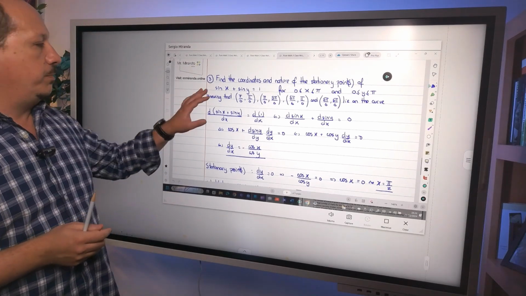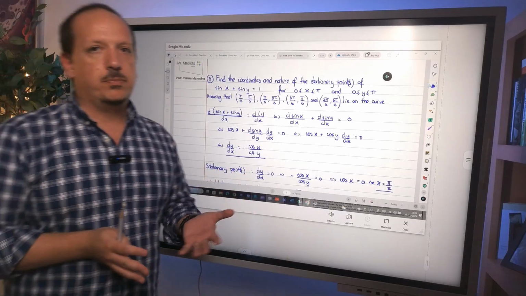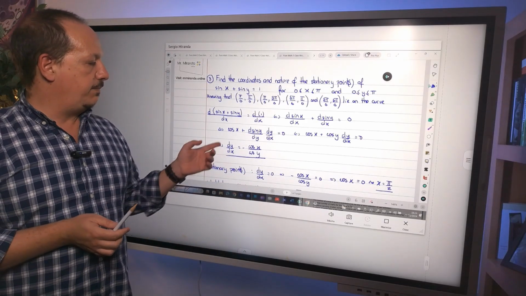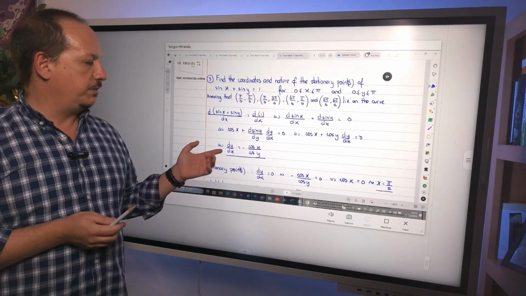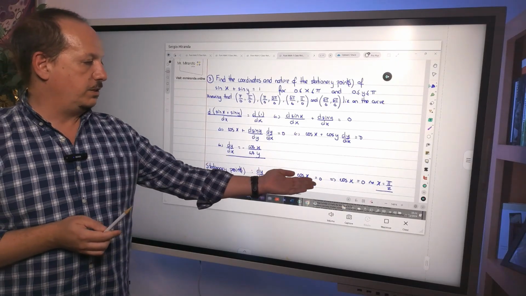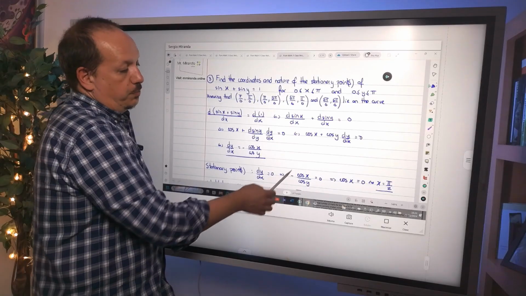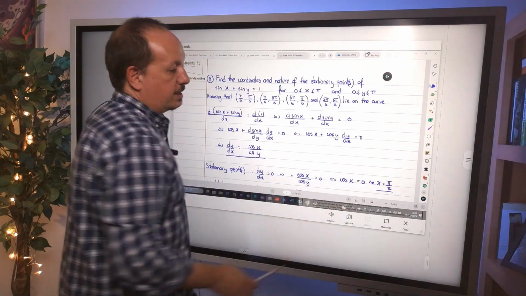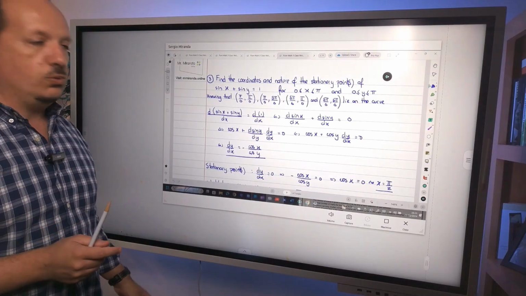You want the stationary points. So for you to get the stationary points, you know this since last year, you have to equate the expression for the derivative to 0. That's what I did over here. In order for this to be 0, it only happens when the cosine of x equals 0. So x equals pi over 2.